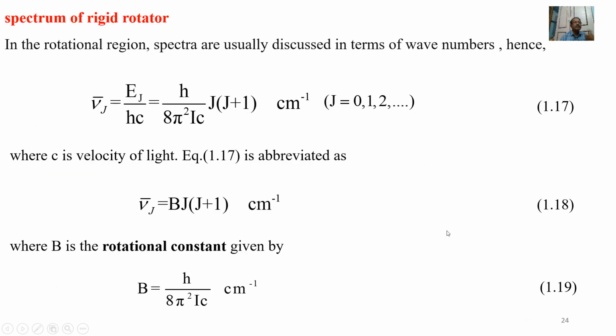We'll see now how to calculate B. In the rotational region, spectra are usually discussed in terms of wave numbers, as we have seen earlier. So, the wave number is given as Ej divided by hc, which is equal to h divided by 8 pi squared Ic times j into j plus 1, where c is the velocity of light. Equation 1.17 can be abbreviated as nu j bar equals Bj(j plus 1), where B is the rotational constant, which is given as h divided by 8 pi squared Ic. The unit of B is centimeter power minus 1.